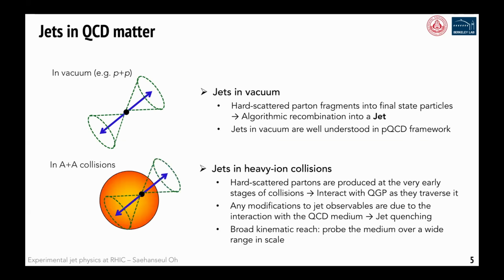And once you have these hard scattered partons in heavy ion collision, that's jets in QCD matter. So hard scattered partons are produced at the very early stages of the collision. So it experiences every evolution of the medium and it interacts with the QGP as it traverses it. And that's why it is very useful, because we know the baseline and it interacts with the medium. So we can think of the medium property via the jets. And any modification to jet observables is due to the interaction with the QCD medium. And that's what we call jet quenching.